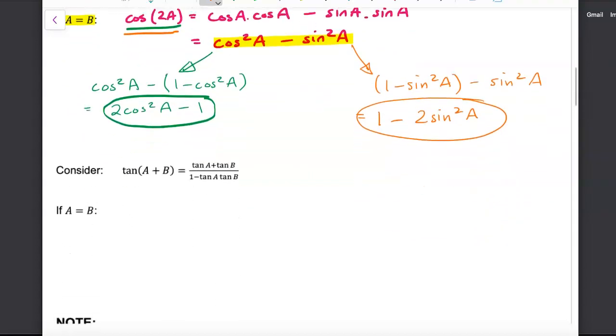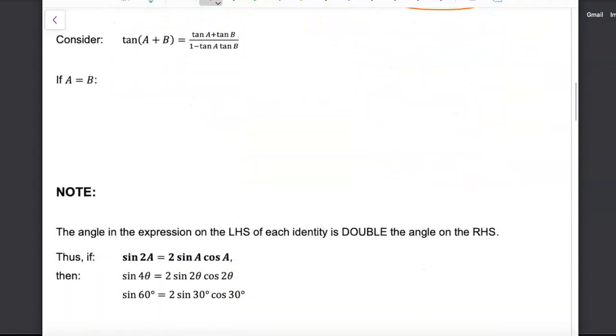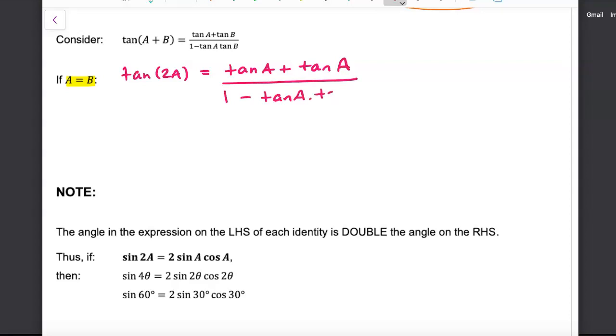Now let's consider the compound angle formula for tan. So again, if A equals B, we're going to have the tan of 2A. So this is going to be equal to tan A plus tan of angle A divided by 1 subtract tan A times tan A. So we can simplify this to 2 tan A over 1 minus tan squared A. So we've just got some more identities that we can use when we're trying to solve or prove.